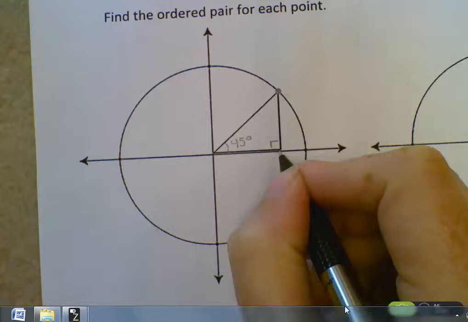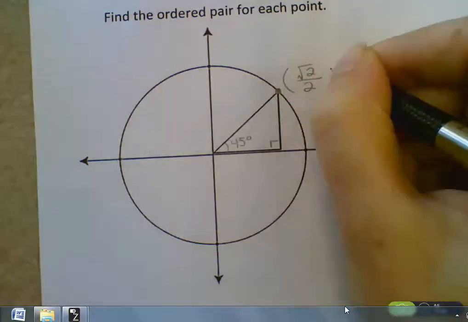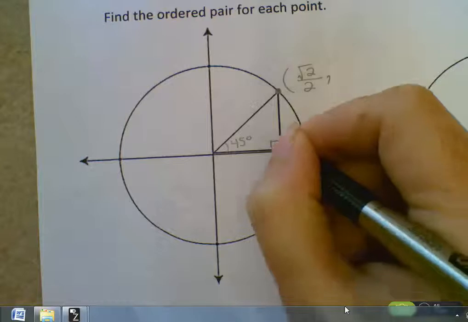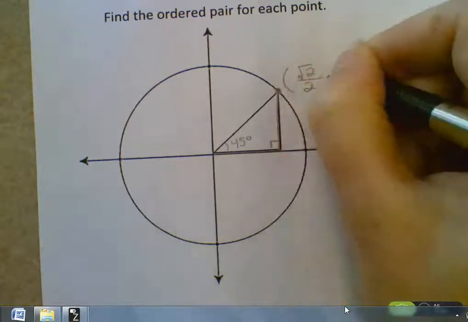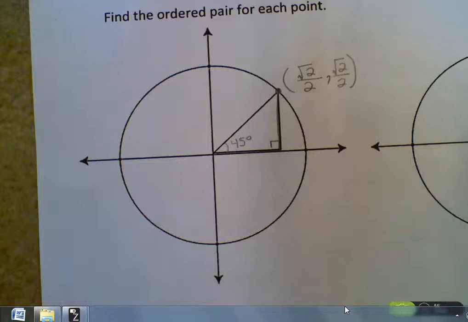Remember from above, that was the square root of 2 over 2, comma, and how much you go up. The length of that side was also the square root of 2 over 2. In a moment, you'll see how this translates onto the unit circle.